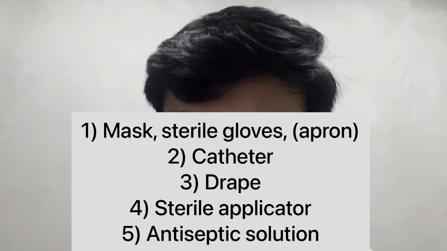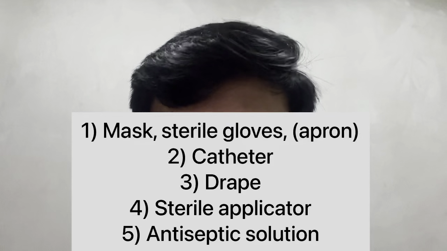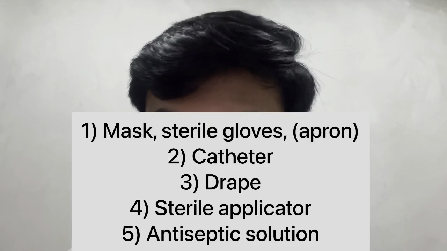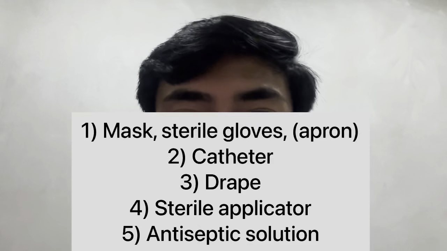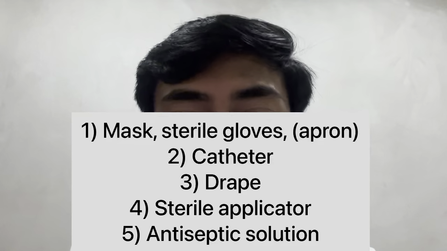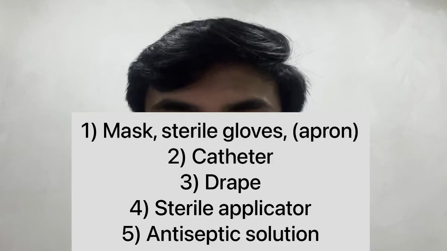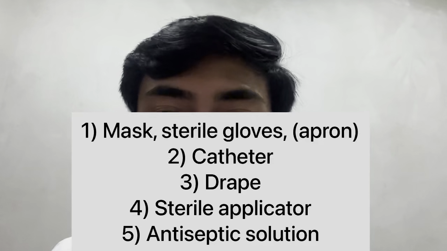The first step is to prepare all the necessary equipment. For example, you need a mask, sterile gloves, and even an apron if you think it's necessary. You also need the catheter itself and drapes. One drape will be used to cover the patient's perineal region, and the other drape will be used to cover the bed. You also need sterile applicators and antiseptic solution. This is for you to clean the patient's genitals before inserting the catheter.